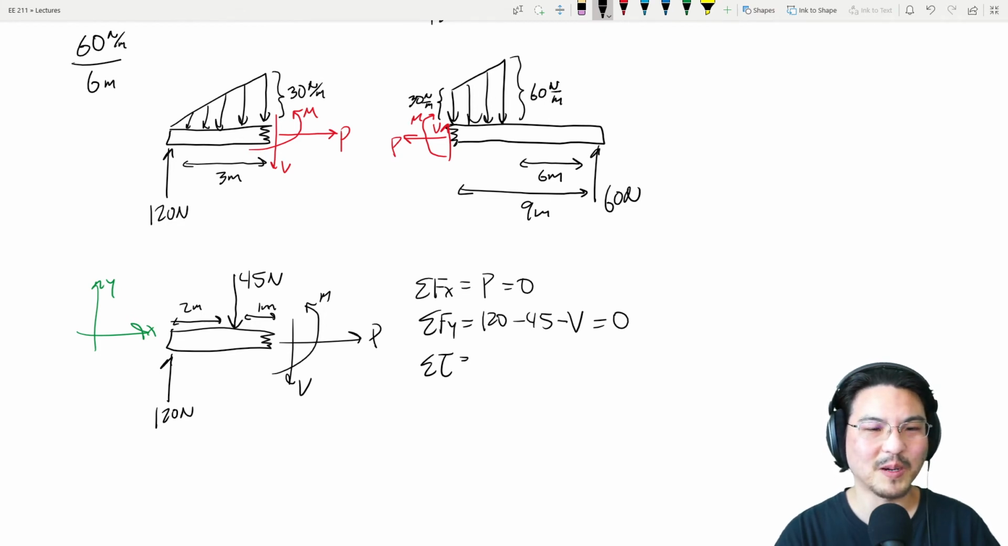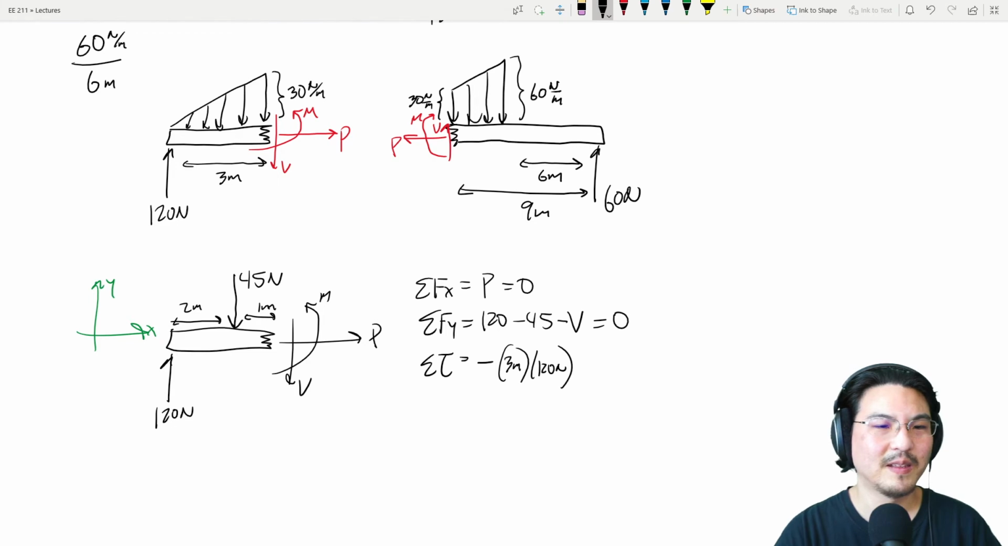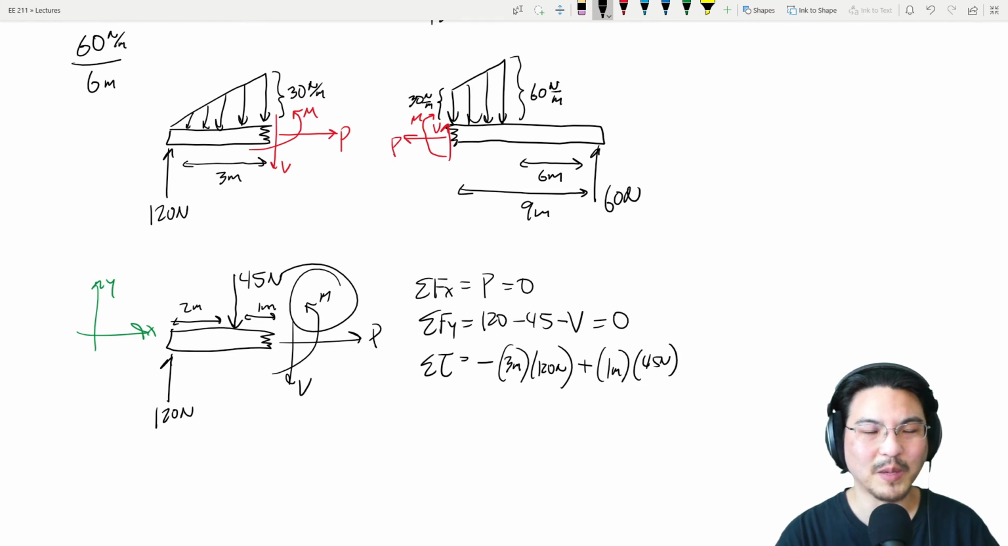Okay, let's sum torque about anywhere we want. So I'm going to sum torque about this side. Okay, so the torque from this would be negative 3 meters times 120. Then the torque from that 45 Newton is plus 1 meter, 45 Newtons. And there's no torque from this or this about over here. And then let's not forget that couple, the bending moment, which is in the positive z direction.